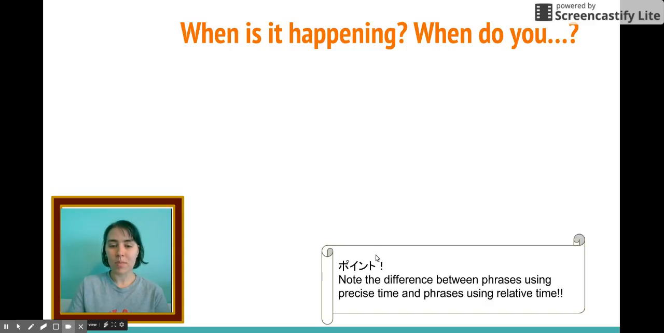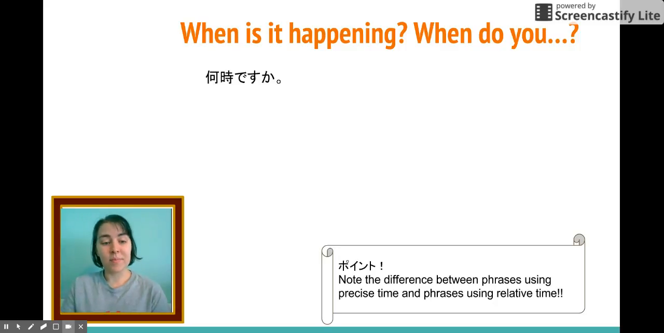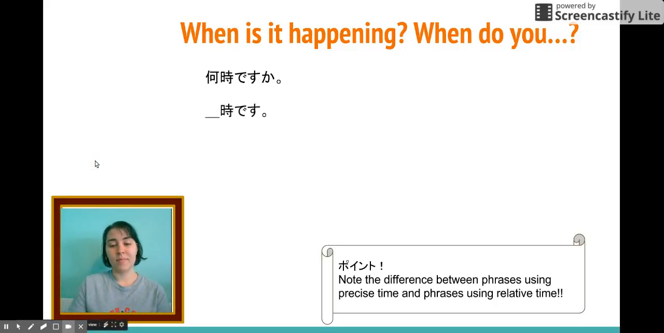Grammar. While we're looking at this, note the difference between what you use for precise time and what you use for relative time. Nanji desu ka? 11時24分です. Hour, then minute, です. いつですか?